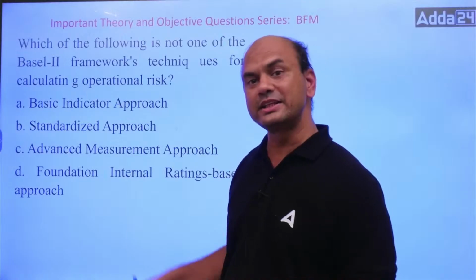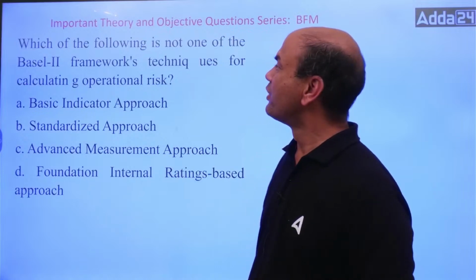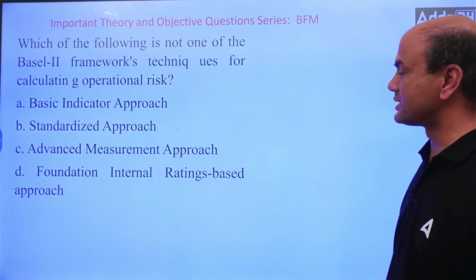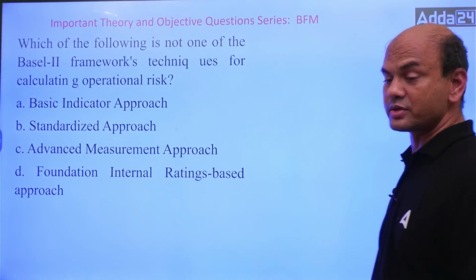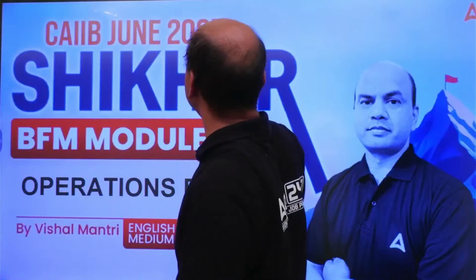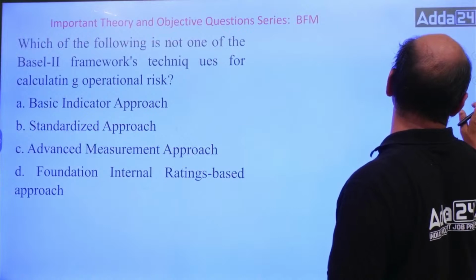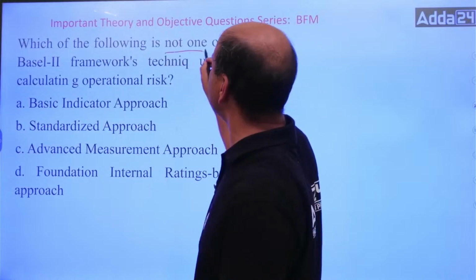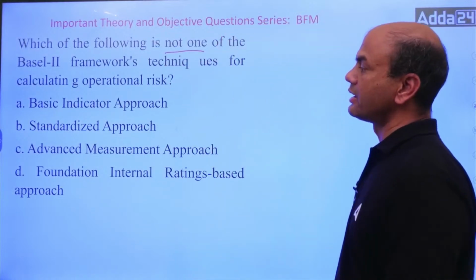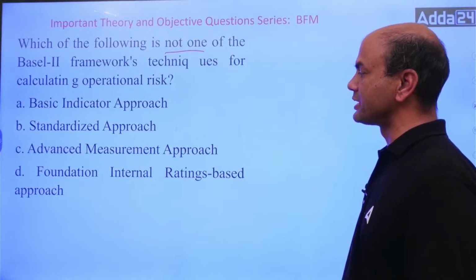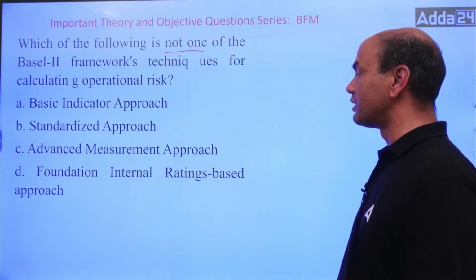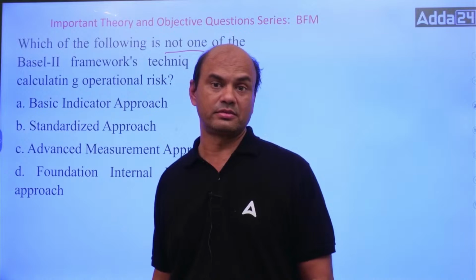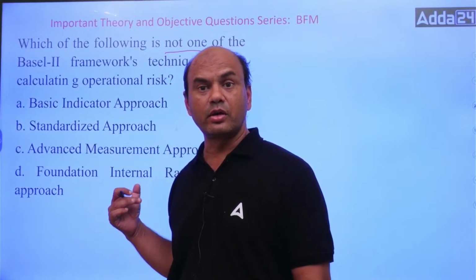Let's do an objective question first. Which of the following is not one of the Basel II framework's techniques for calculating operations risk? Understand the question, you want the one that is not. Basic indicator, standardized approach, AMA, advanced measurement approach, foundation internal rating based approach. Which one of them is not the method of calculating operations risk?